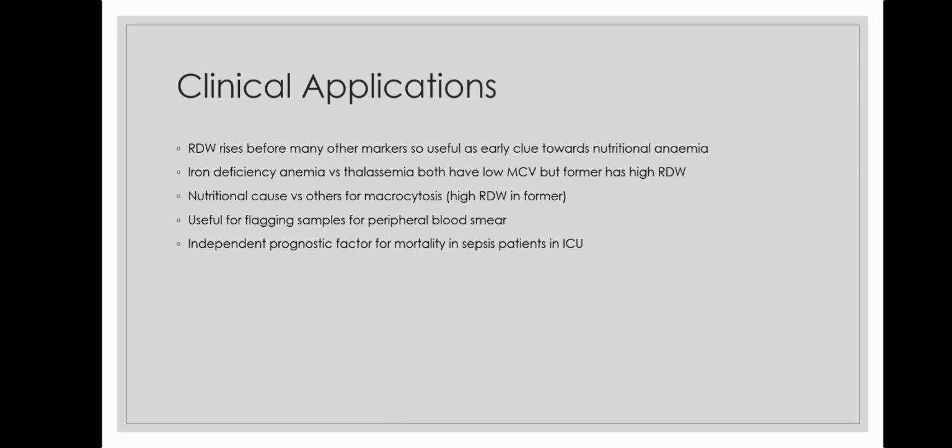Iron deficiency anemia and thalassemia both have low MCV, meaning to say both of them produce microcytic anemias. However, in iron deficiency anemia, there is a high RDW as compared to thalassemia. This can help differentiate between the two conditions. Nutritional cause for macrocytosis has high RDW, while others do not.